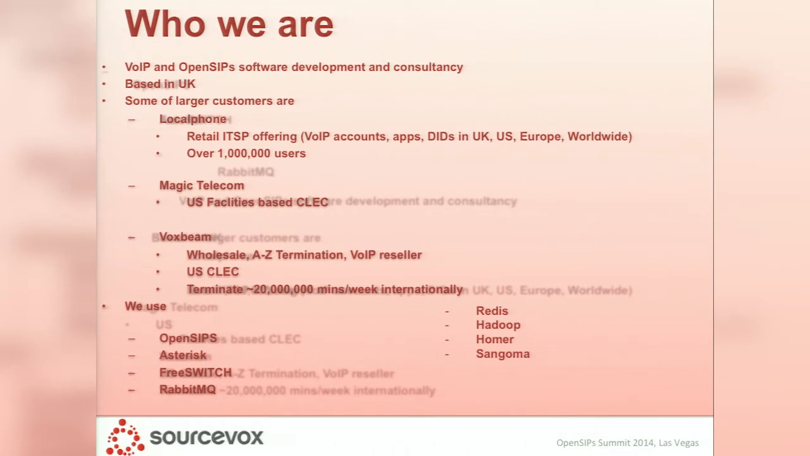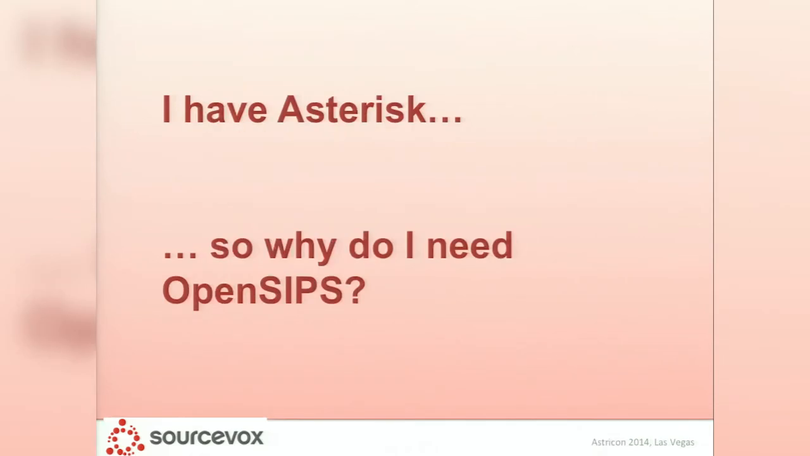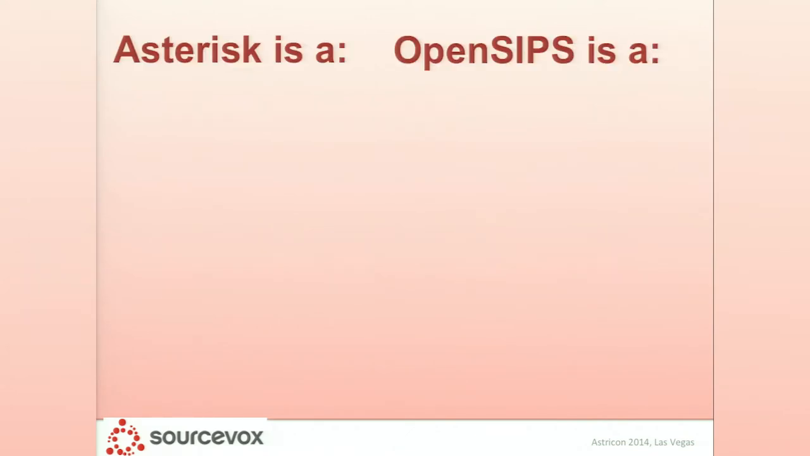So to the presentation. The question may be, I have Asterisk, which is the question that people ask me quite a lot. So why do I need OpenSIPS? Some people think that they're essentially the same product. So I put this list together of what I believe Asterisk is versus what OpenSIPS is.